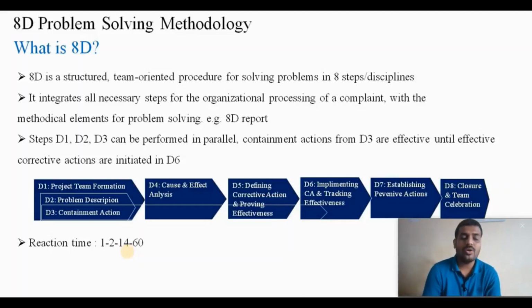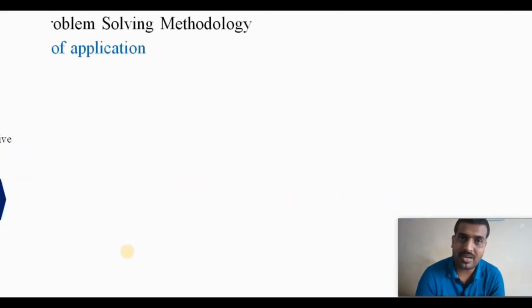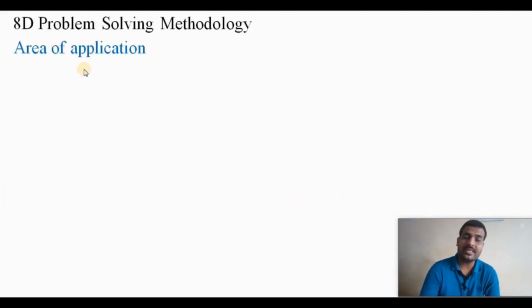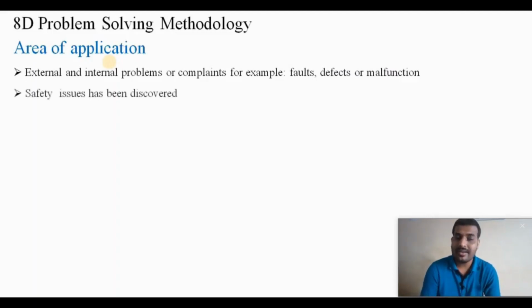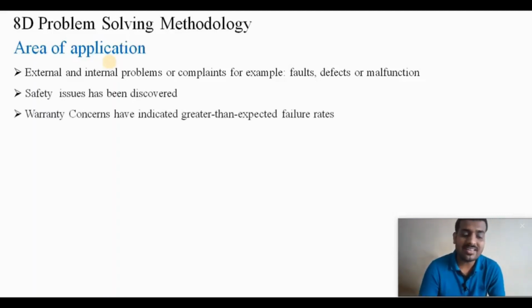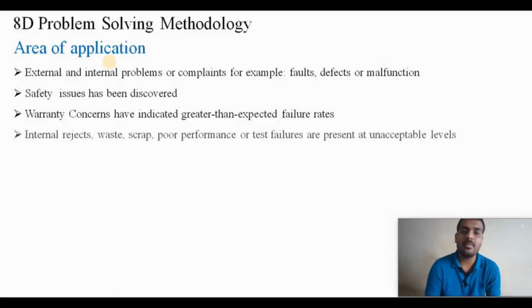So this 8D can be used for external and internal problems or complaints. Then if safety issues have been discovered, you can also use 8D, or if warranty concerns have indicated greater than expected failure rates, then also you can use 8D, or for internal rejection or scrap, poor performance or test failure, for these also you can use this 8D methodology. Okay, this is about the area of application.